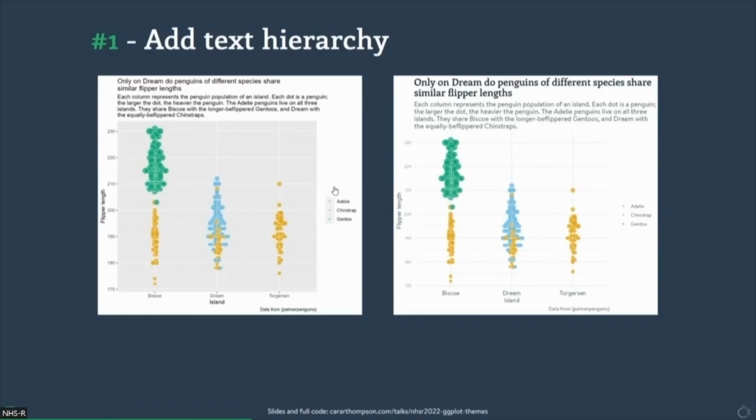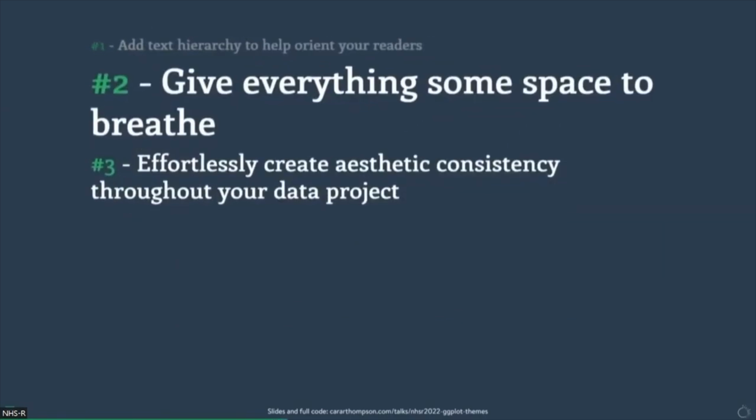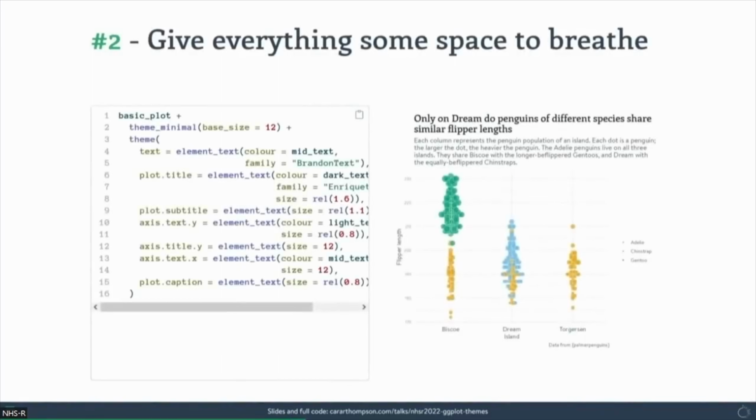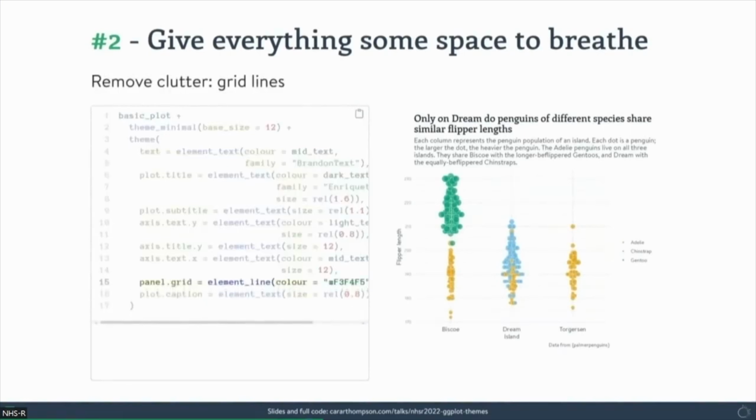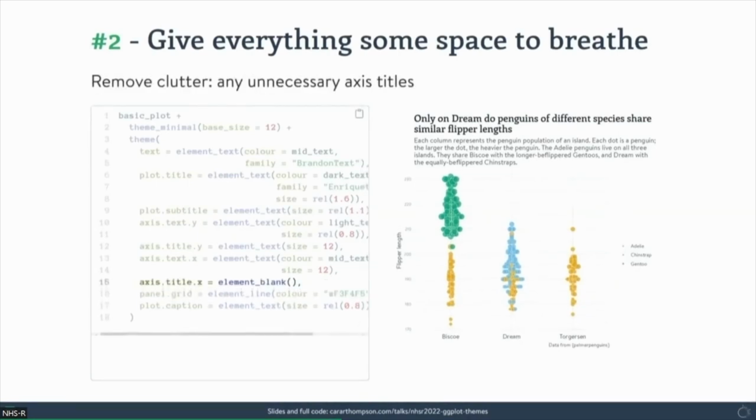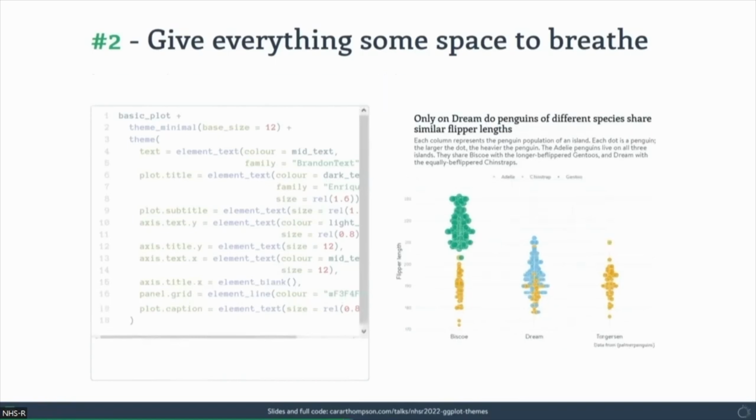I think we can make it breathe a little bit more. So let's move on to point number 2, give everything some space to breathe. Here is our starting point again. And the first thing we're going to do is just fade those grid lines. We don't need them to be quite as dark as they were. We're going to get rid of an unnecessary axis label because we didn't need that one this time round.